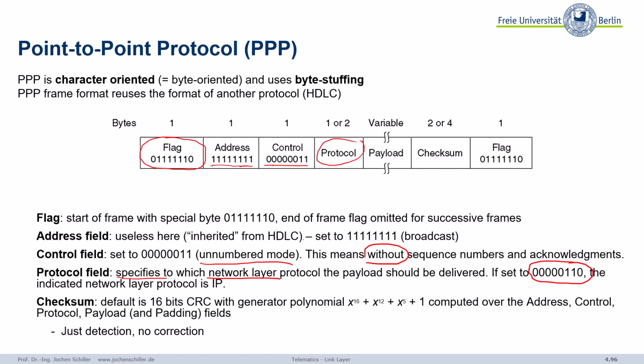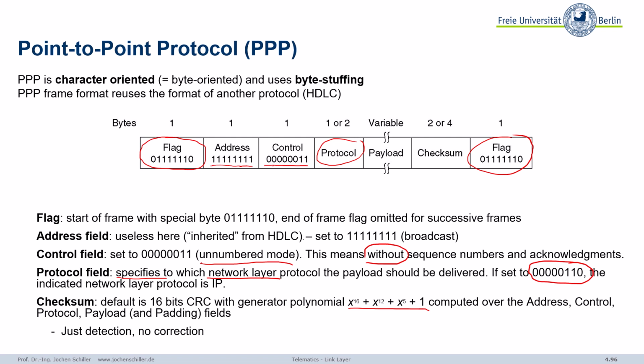Then we have a checksum with a certain generator polynomial, and this gives us just the feature for detection, no correction. And then we have an end flag. That's the idea. So you see, there was another protocol, HDLC, and that had many options. But in this special case, point-to-point, we don't want to have guaranteed deliveries or acknowledgements, sequence numbers, so we don't use all this. So it's kind of simplified. Yes, from today's perspective, we could have made it simpler, but those were the times.